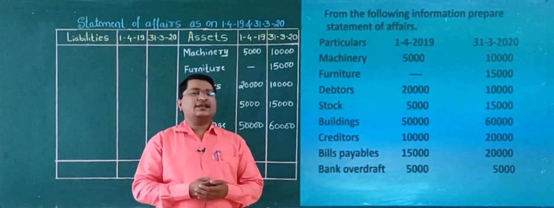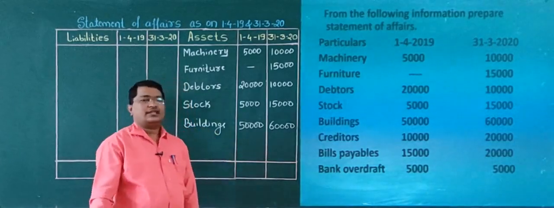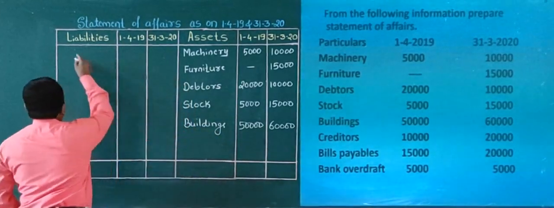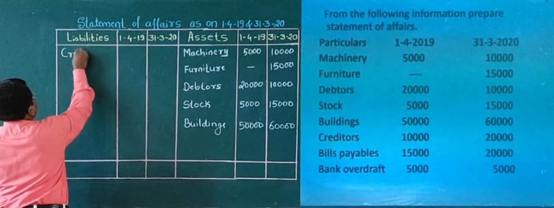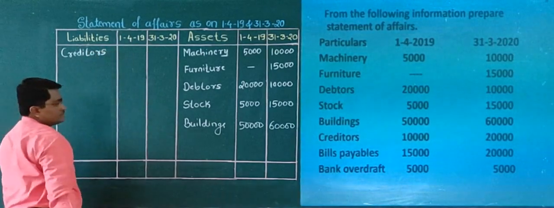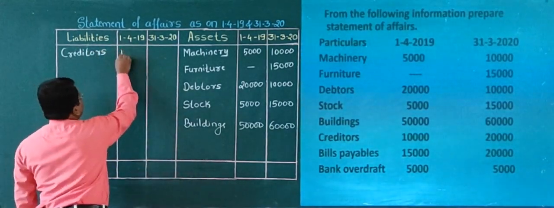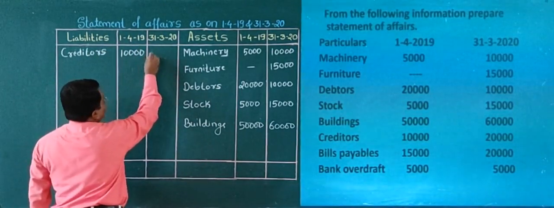Now next, go for creditors. Is creditor an asset or liability? Yes, it is a liability, so I will record it at the liability side, that is creditors. What is the opening balance of creditors? Yes, opening is 10,000, closing is 20,000.